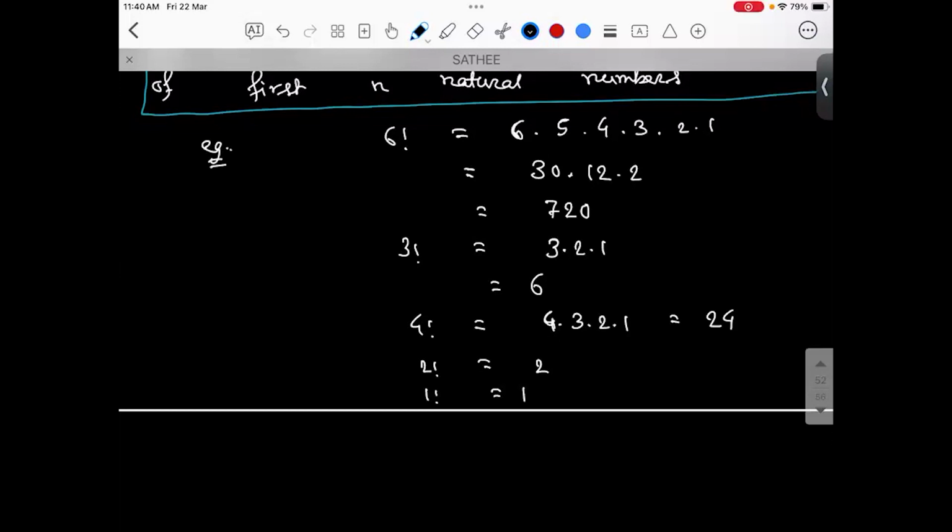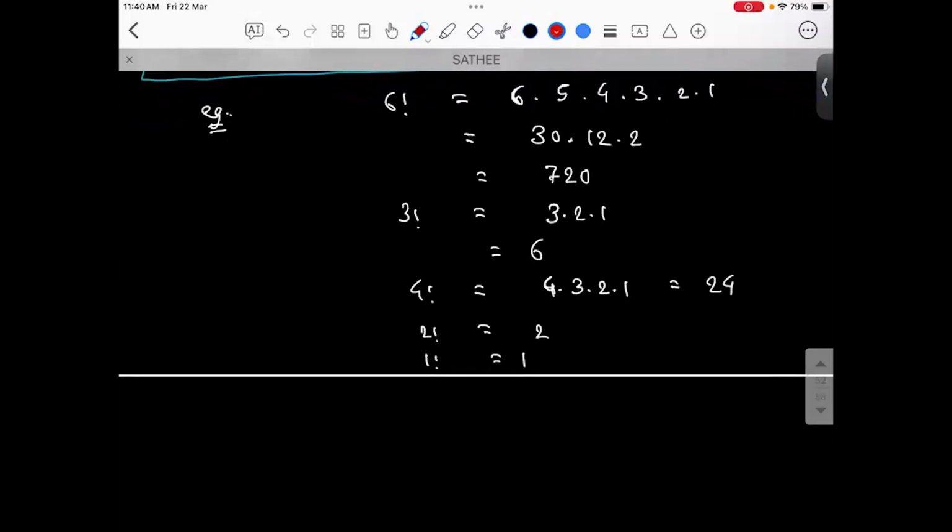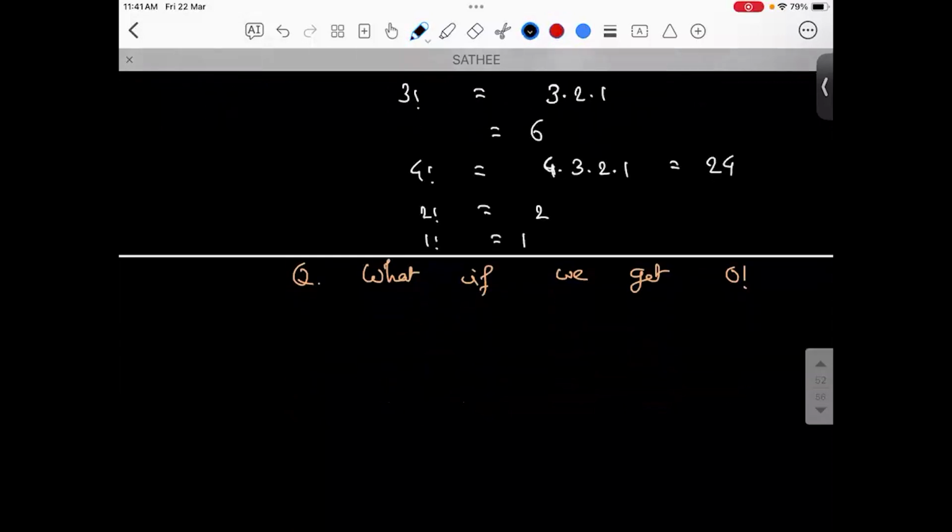2 factorial equals 2. Now the question is, what if we get 0 factorial? That is, in some case, if we get a 0 factorial, how do we handle that? What is the value of 0 factorial? That is a valid question. So for that, let us understand the formation.